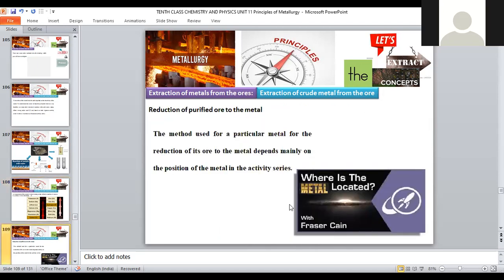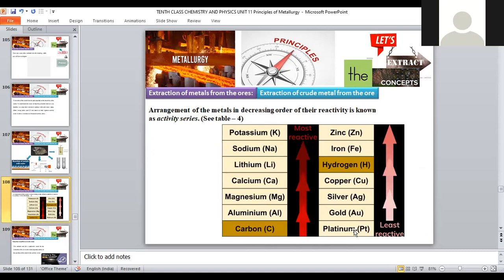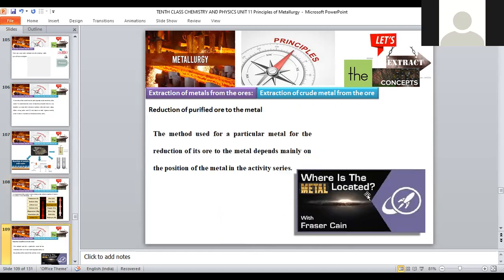Comparative reactivity, right? The very important thing in order to choose the method is the nature of the metal, in what way it will interact with the reagent added. So based on its reactivity and properties, the type of method suitable for extraction can be studied. The method used for a particular metal in the reduction of ore depends mainly upon the position of the metal in the activity series. Where it is located, based on this, we can easily select the type of method required to extract it. That's the most important thing: where the metal is located in that reactivity table.